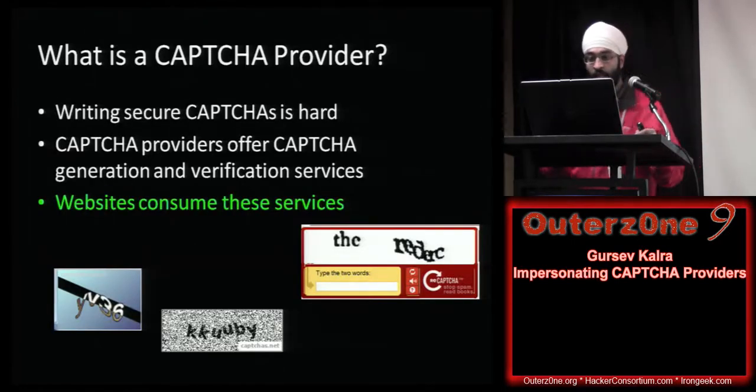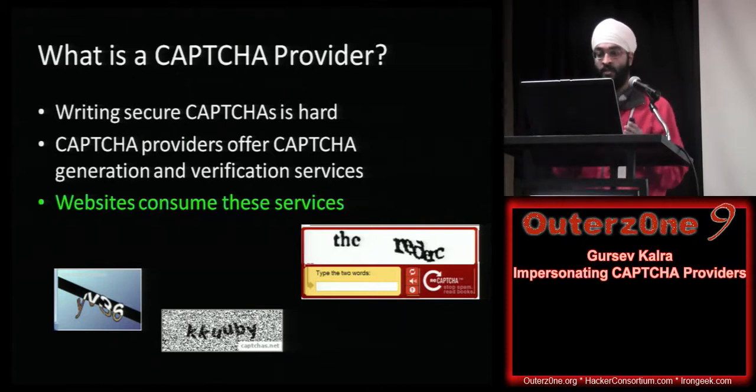So a CAPTCHA provider, why do we need it, and why does it exist? It exists because writing a secure CAPTCHA is very hard. Generally what it comes down to is you have an image, you have a text on it, you ask somebody to solve that for you. But the OCR engines today are good, and the CAPTCHA pre-processing can be done in a very efficient manner that can help you solve the CAPTCHAs, which are more solvable by machines than humans. So writing secure CAPTCHAs is hard today because of the advancement in digital signal processing and image processing algorithms.